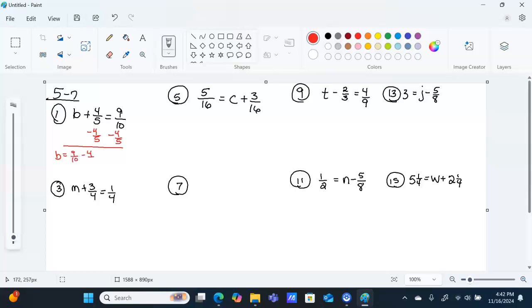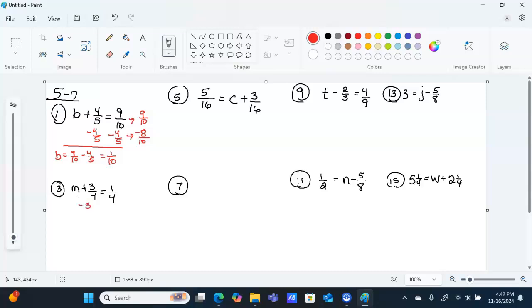9/10 minus 4/5. We've got to get a common denominator. I have enough room here, so I'm going to rewrite this. My common denominator is going to be 10. So I need 4/5 to be a fraction over 10. That's going to be 8/10. So 9/10 minus 8/10 would be 1/10.